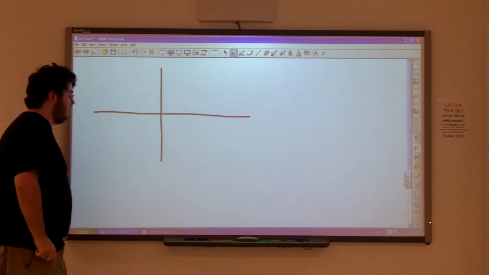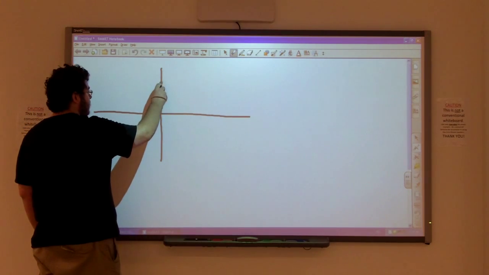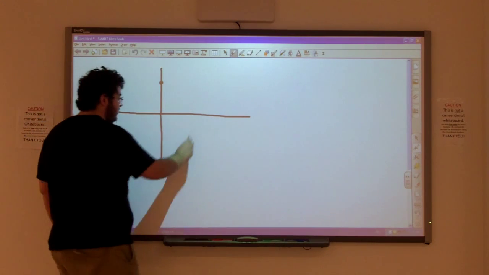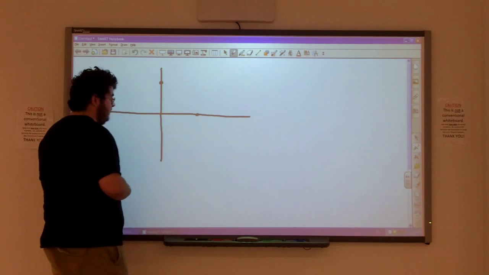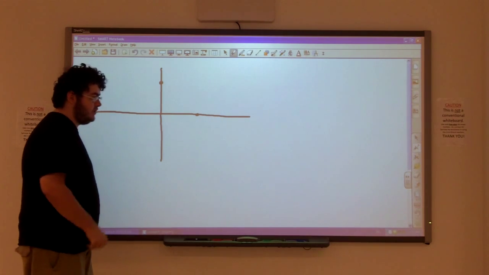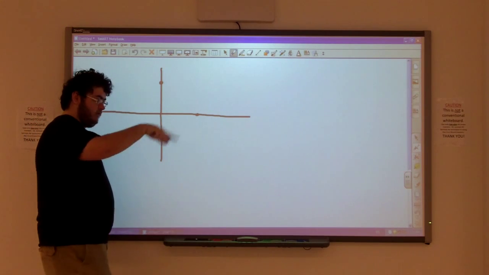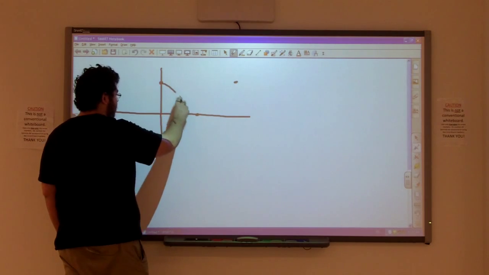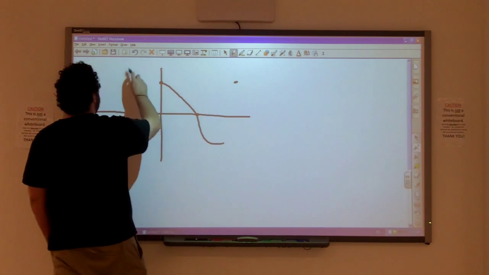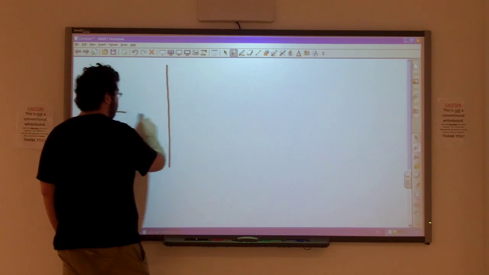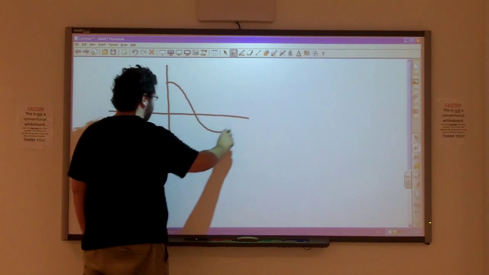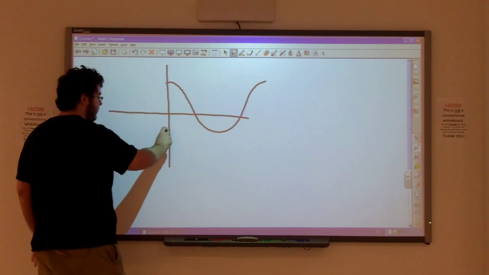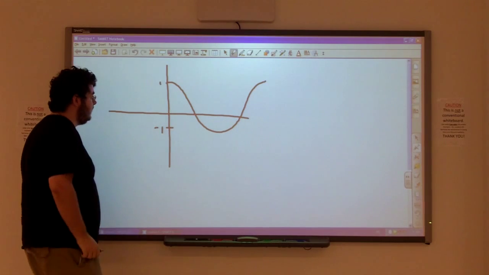So cosine of 0, recall, was 1. So cosine starts up here, and we know that cosine of 90 was 0. But it should also be true that cosine of 360, once you go all the way back around, is back up to 1. So we get something. Let me redraw that. We get something that basically looks like this. So it starts at 1, dips down, and goes back to 1. This should be a -1, and this should be a 1.